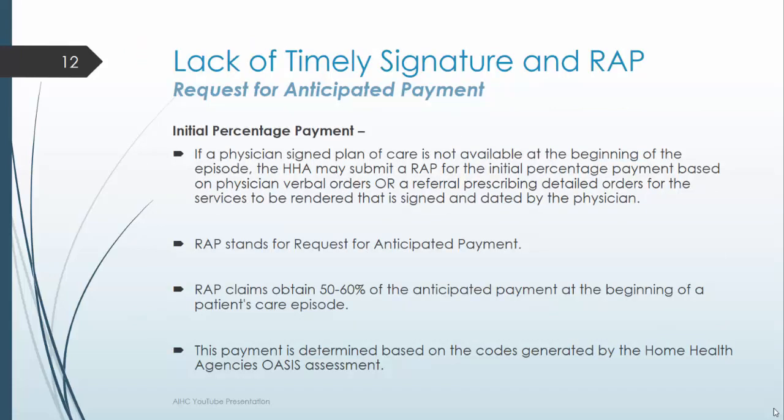If a physician-signed plan of care is not available at the beginning of the episode, the home health agency may submit a request for anticipated payment for the initial percentage payment based on physician verbal orders, or a referral prescribing detailed orders for the services to be rendered that is signed and dated by the physician. RAP stands for Request for Anticipated Payment. RAP claims obtain 50 to 60% of the anticipated payment at the beginning of the patient's episode. This payment is determined based on the codes generated by the home health agency's OASIS assessment.